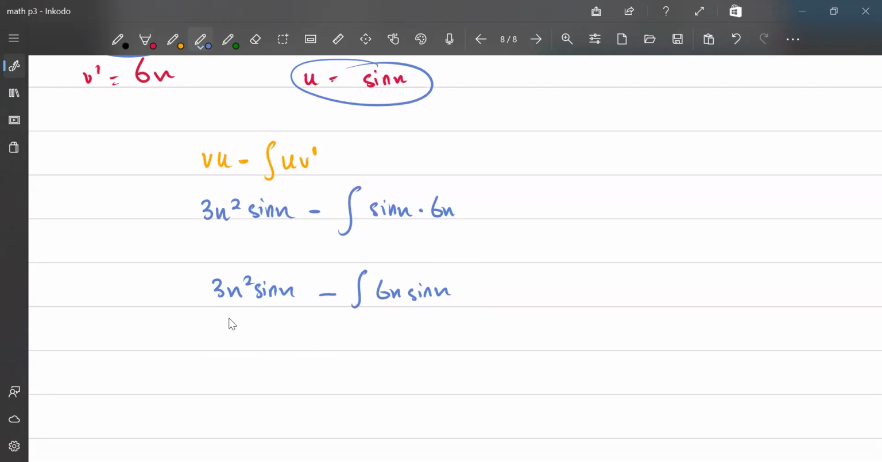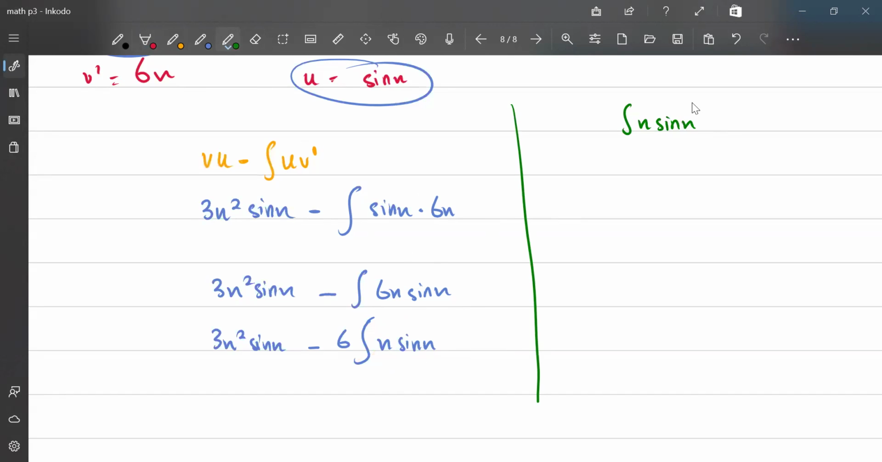Right. So let's move 6 outside, and we are left with integral of x sin x. Now notice what's happening here. Again, we have to apply integration by parts. So let's apply integration by parts again to this one. Let's write it over separately with a different color. So x sin x, we have to apply integration by parts here again.